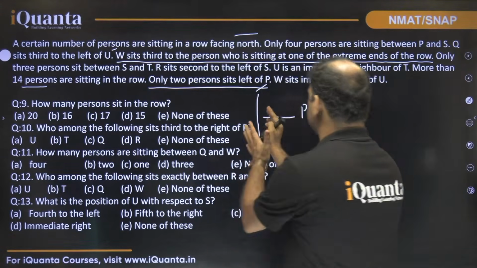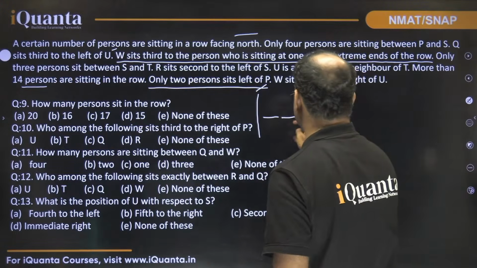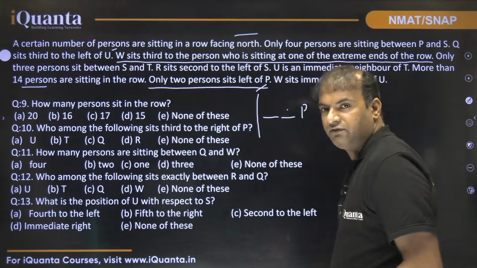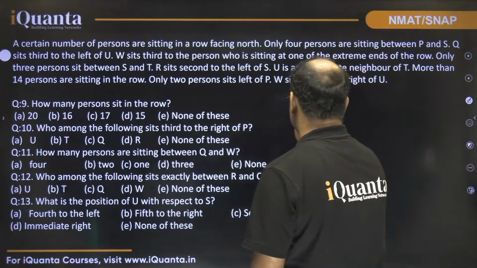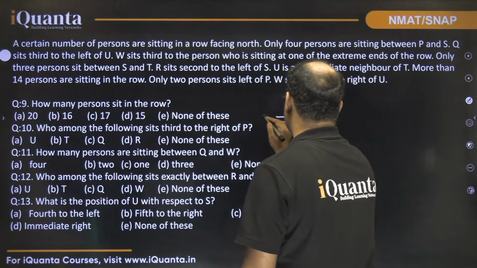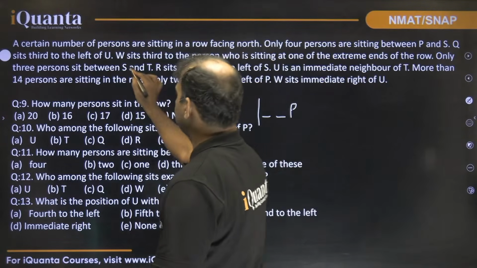this is one of the extreme ends. Simple as guide, right? If P is here, only two people should be to the left of P, and this is one of the extreme ends. Let me draw this again. This is P, two people here, and then this is the extreme end. Simple as that. Now let's use this point about W.